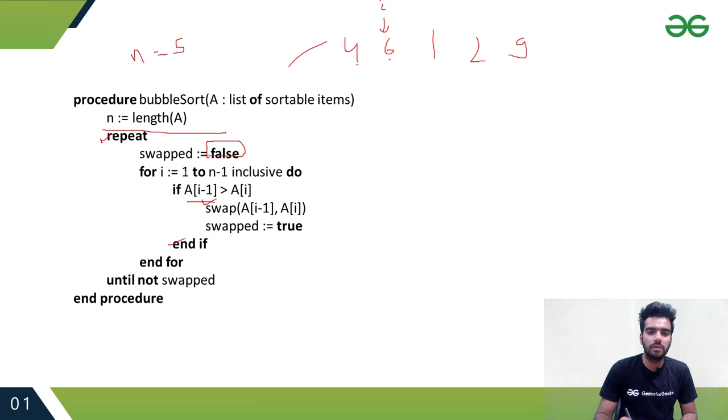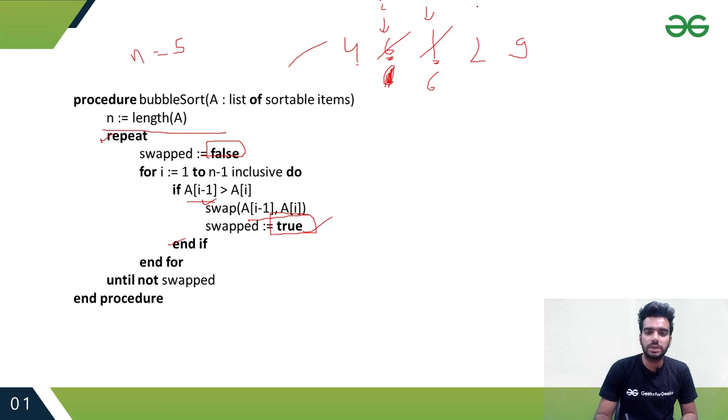Now if we increase the value of i by 1, it will point to this value. Now is a of i minus 1, this value, greater than a of i? Yes, it is greater than. Then swap a of i minus 1 and a of i. It will swap these two values, so there will come 1 and this 6. Now it will say swapped is equal to true; the value of swapped is updated.